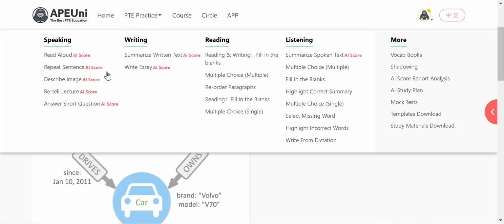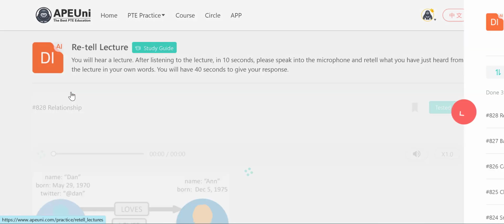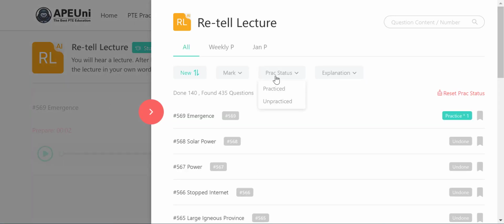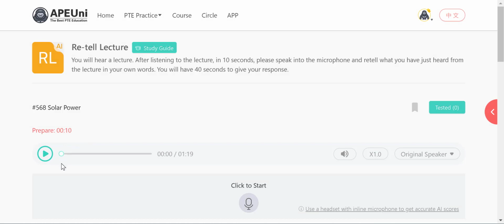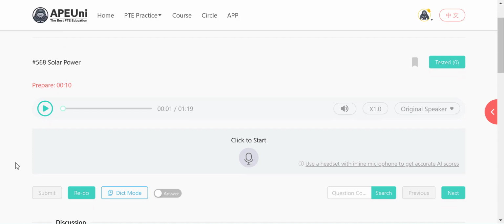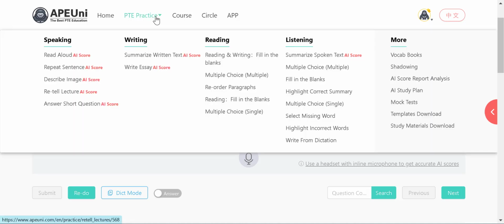After two or three describe images, you'll get retell lecture. It's very similar to describe image, so you can use almost the same template, but this time you will hear a lecture, like this one, which is 1 minute and 19 seconds long. Then you retell it using at least 8, 10, or 12 keywords which you heard in the lecture. Again, be loud, clear, and fast, and you will get a good score here as well.